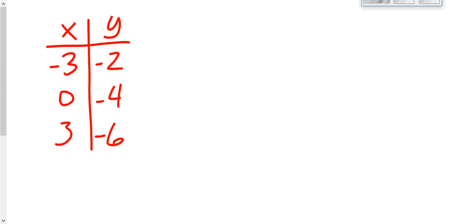So why don't you try one more for me? Somewhere on your paper, if you're using my handout, you should have an empty box. Why don't you go ahead and find the equation of the line for this table.